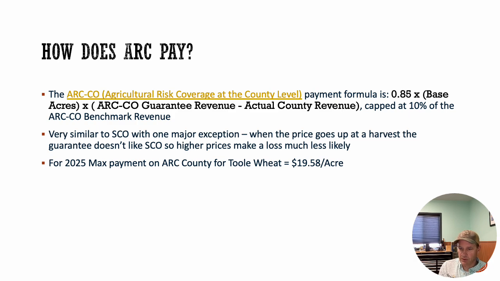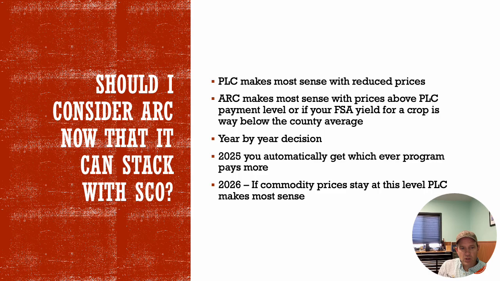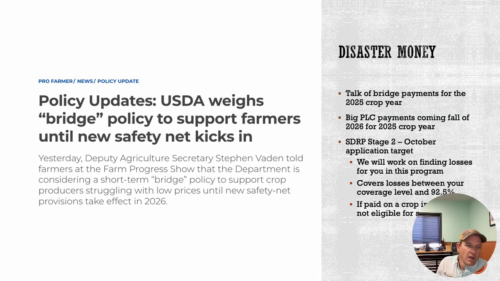ARC pays similar to SCO, where it uses yield and price, but it's capped at $19.58 for the 25 crop year, so more than likely PLC is going to be your better program. Should I consider ARC and stack it on top of SCO? Not now that the prices are low, I don't think so. I'd take PLC till these prices rebound, and then once they do, if we get some years of better prices, ARC will make more sense, I think.